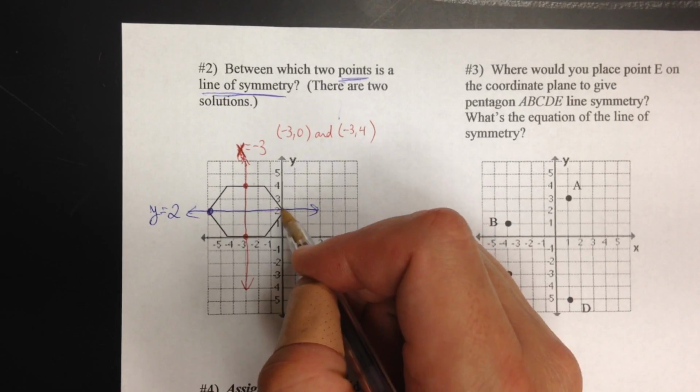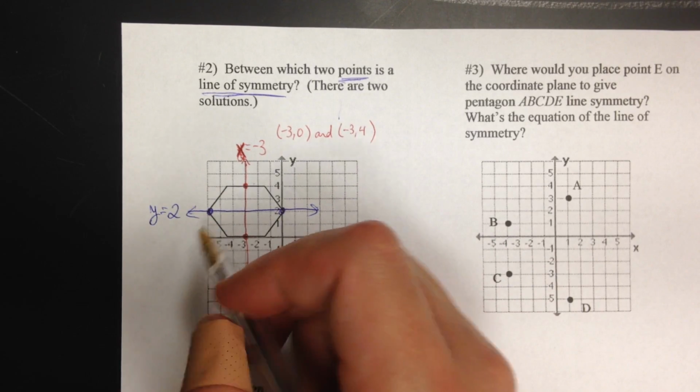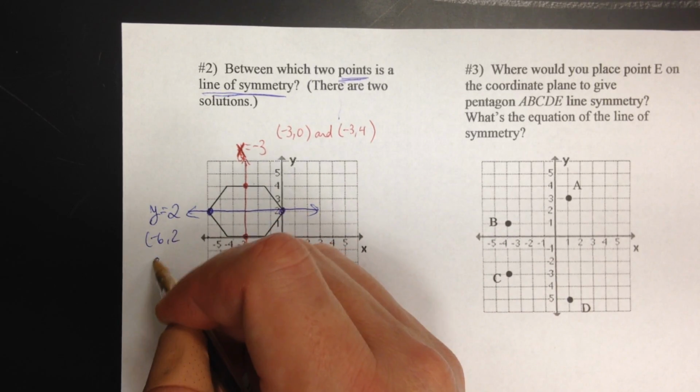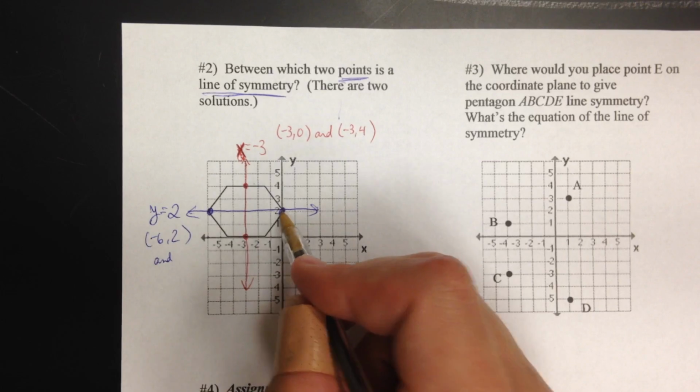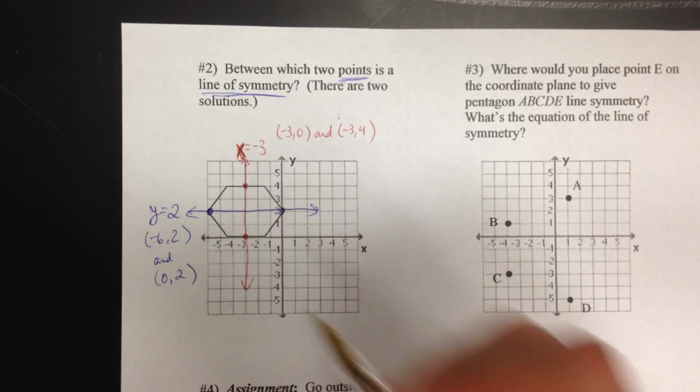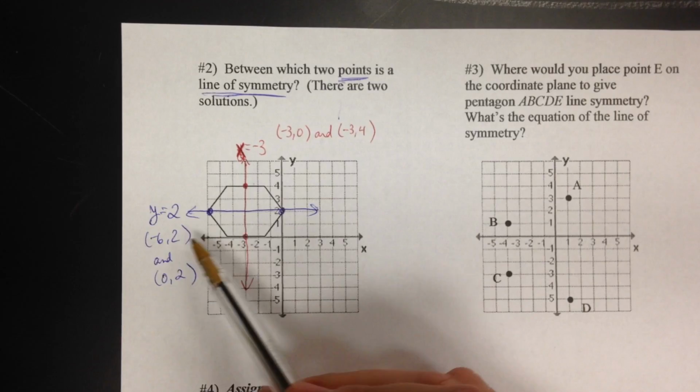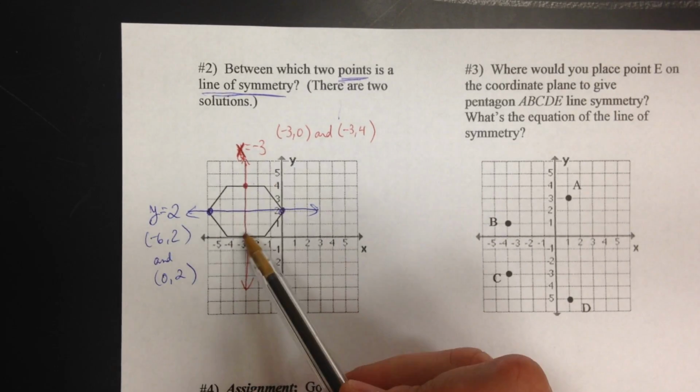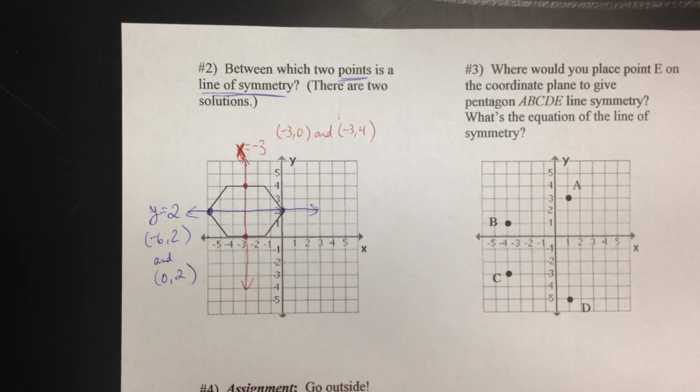Now, I'll go through this point and this point. That's -6, 2 and 0, 2. Okay, so two answers. X equals -3, the vertical line, and then y equals 2, the horizontal line.